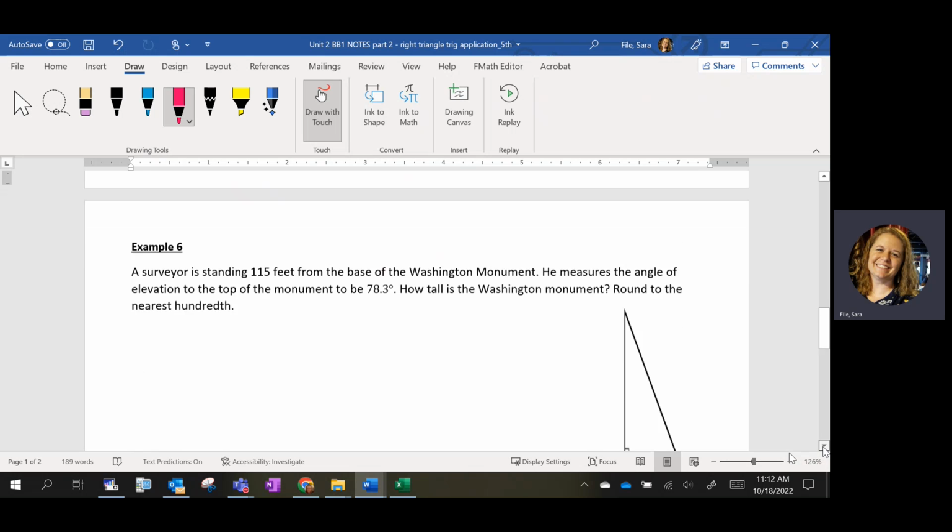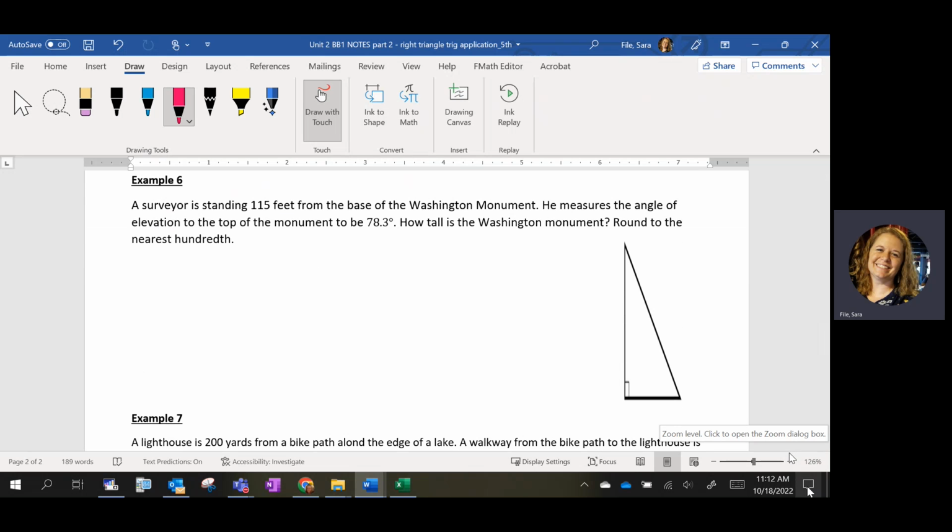All right. In this next example, it says that a surveyor is standing 115 feet from the base of the Washington Monument. He measures the angle of elevation to the top of the monument to be 78.3 degrees. How tall is the Washington Monument? What side of this triangle is the Washington Monument? The vertical one, right? Washington Monument going straight up and down here. That's what we're looking for, that length of that side.